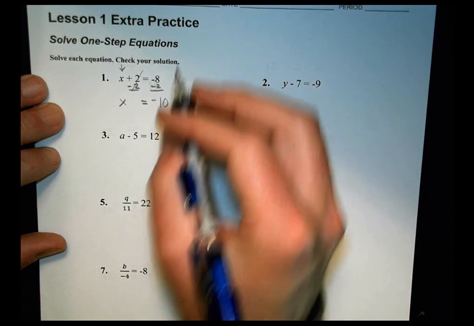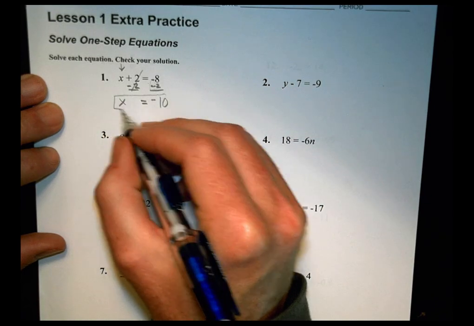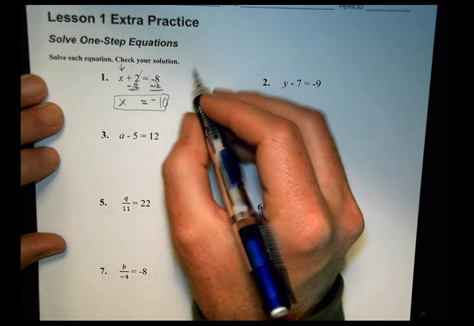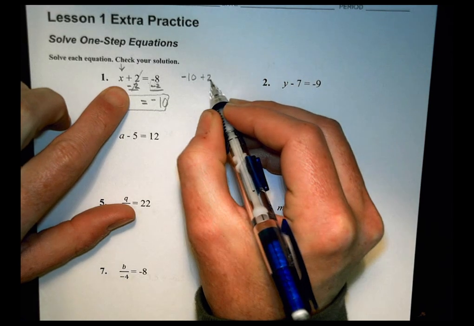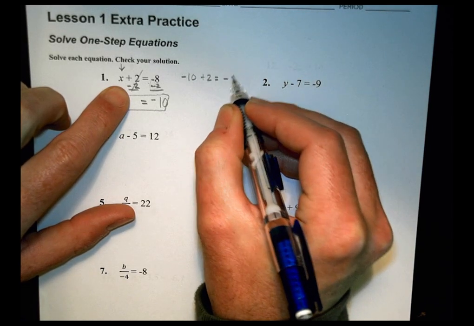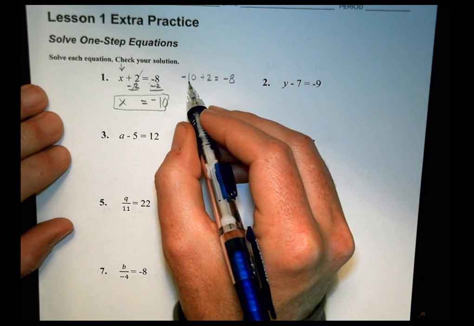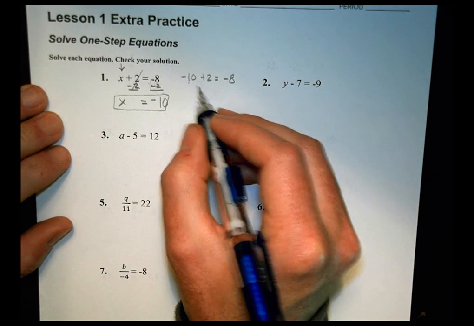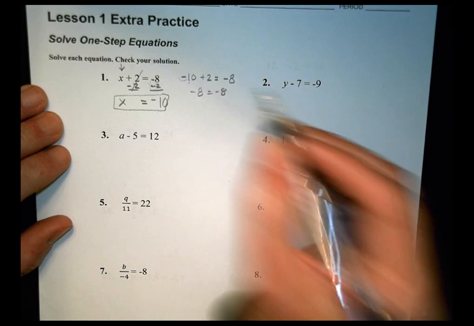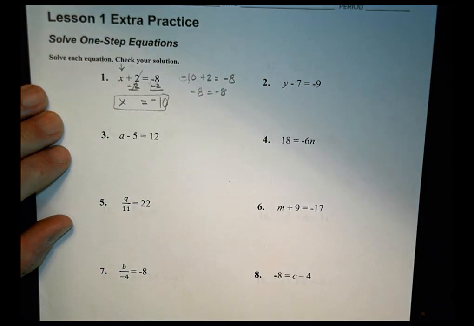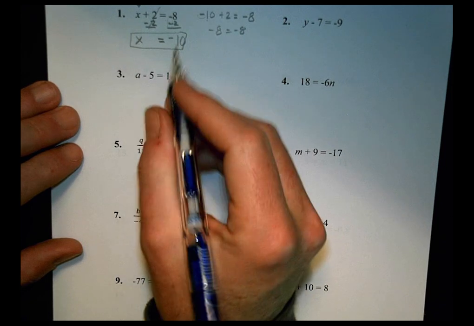Now when it says check your solution, what that means is take this value for x and put it back in there. Well, that means to do negative 10 plus 2. Does that equal negative 8? Well, here 10 minus 2 is 8. Signs are different. Find the difference and keep the bigger sign. Okay, a bigger absolute value. So yeah, it works. All right, number 3.